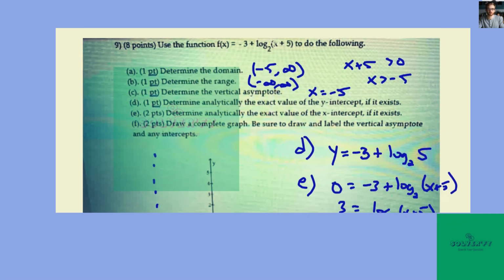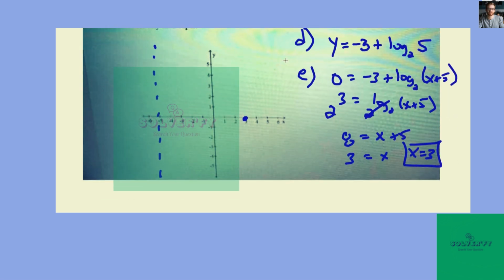So if x is -1, oh, I'm sorry, I botched that one. If x is -1, we get log base 2 of 4, which is 2. -3 plus 2 is -1. So -1 would be a point on this.